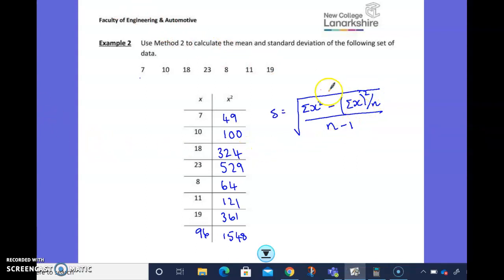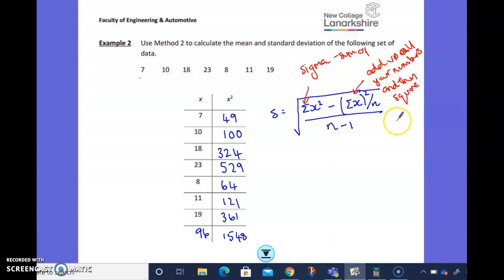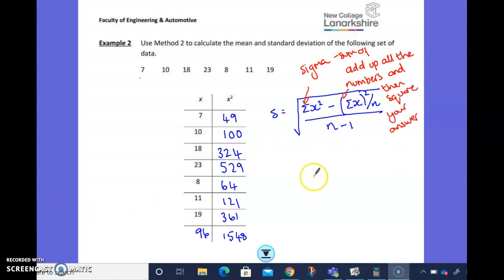Okay, making sure we're happy with what everything is then. Square root sign just the same as normal. Sigma, again, just means sum of, means add them all up. X squared is each of the numbers squared. The sum of x squared means you add up all your x's, all your numbers. Sorry about my handwriting here. Add up all your numbers and then square. I'll try writing that again. There we go, that's a bit neater, you can actually read it now.